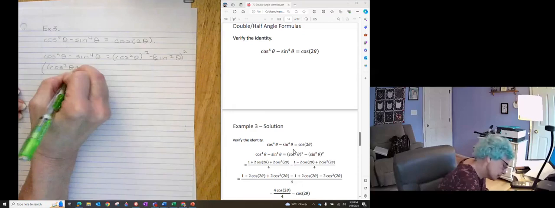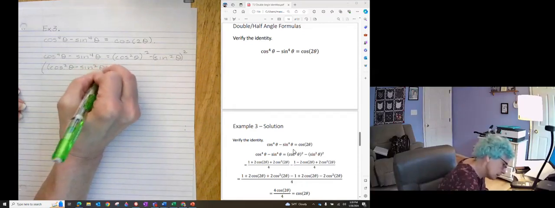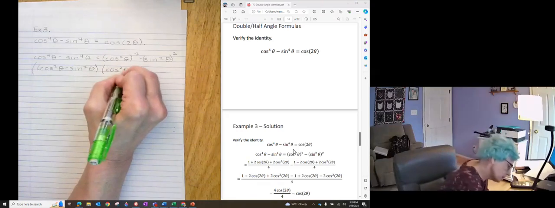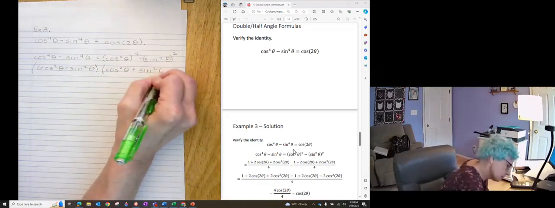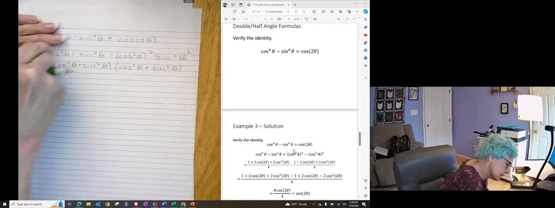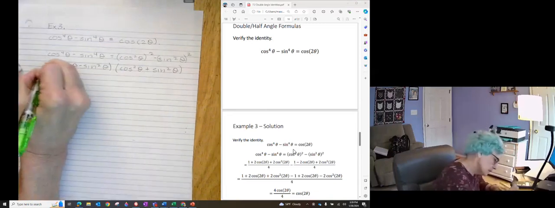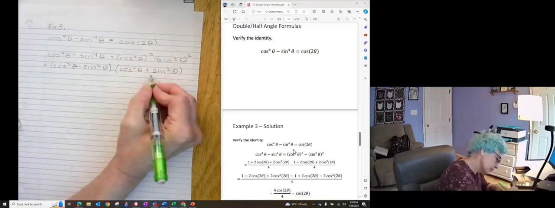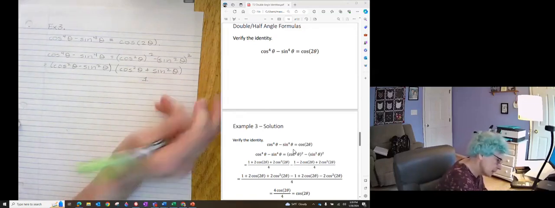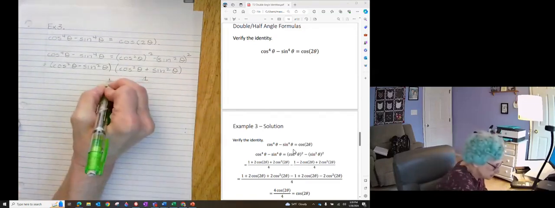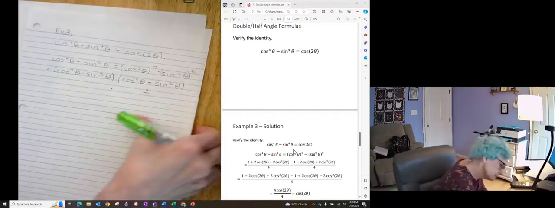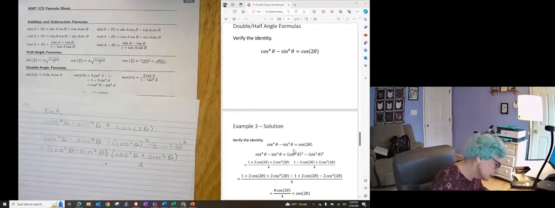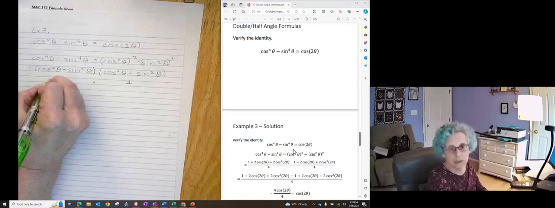But this could be written as cosine squared theta minus sine squared theta, this is a difference of two squares, times cosine squared theta plus sine squared theta. Don't need that extra parenthesis. Well, cosine squared theta plus sine squared theta is just equal to 1. Cosine squared theta minus sine squared theta is equal to cosine of 2 theta.